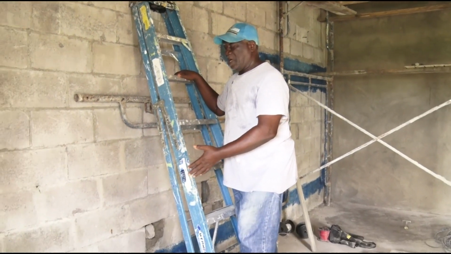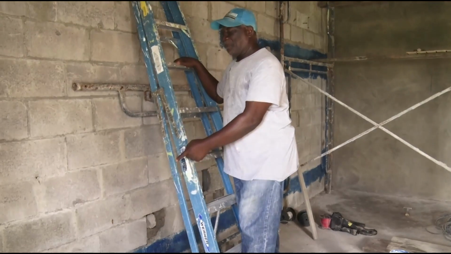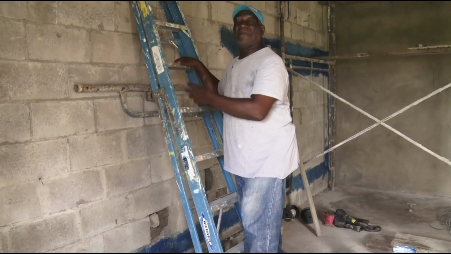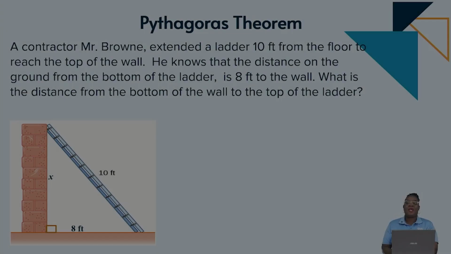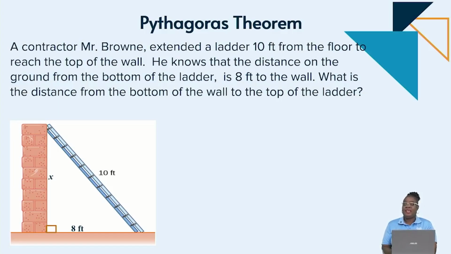I wonder what's the distance from the bottom of the wall to the top of the ladder. As we just saw on the construction site, the contractor, Mr. Brown, had a ladder leaning against a wall. Here, we have a replica.